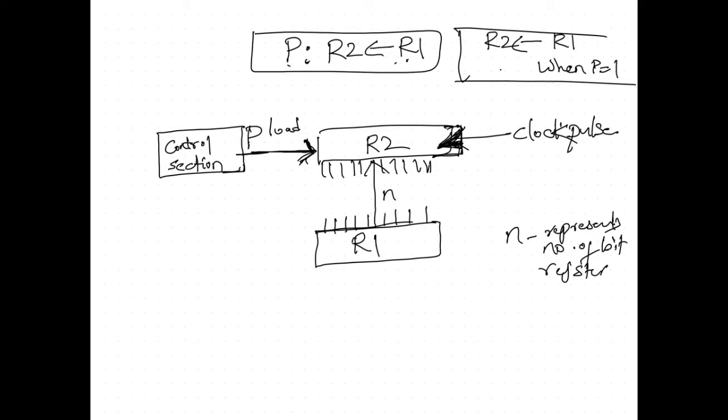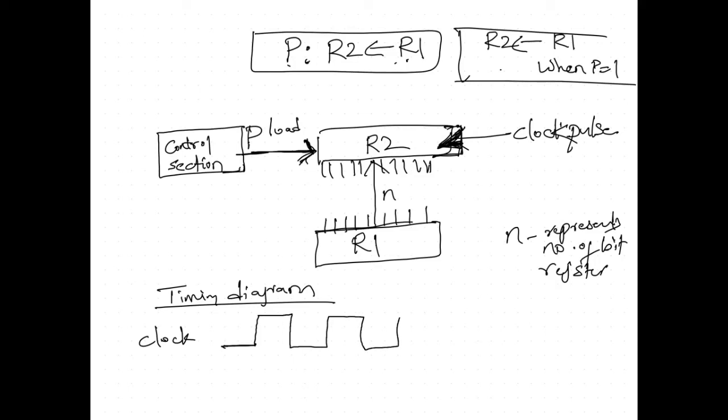See here, I am having a timing diagram. This timing diagram shows when P will be 1. First I am drawing a clock: low, high. This is a clock pulse. Now this is a rising edge, falling edge, rising edge, falling edge, rising edge, falling edge.